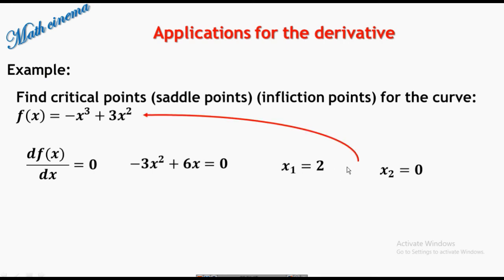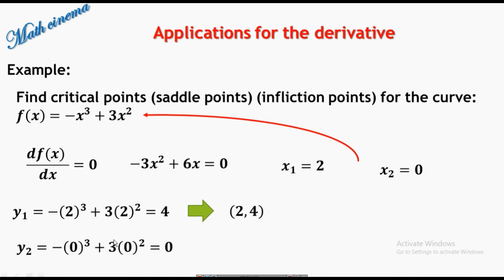And then you are going to substitute by x1 and x2 to get y1 and y2. So at x equals 2, we have negative 2 power 3 plus 3 times 2 power 2 equals 4. So the first critical point is 2 and 4. The second critical point you are going to use x equals 0. So we have negative 0 power 3 plus 3 times 0 power 2 equals 0. So the second critical point is 0 and 0.